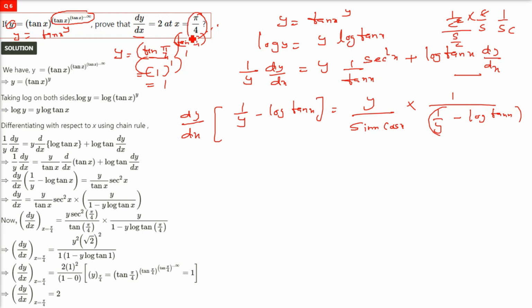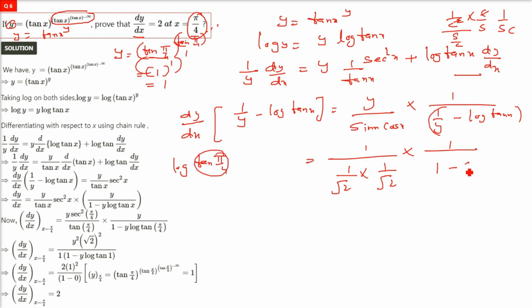And we don't have to prove dy by dx is what. We have to prove that at x equal to pi by 4, it is equal to 2. So sin pi by 4 is 1 by root 2, cos pi by 4 is 1 by root 2. This y is 1, so 1 minus log 10x. 10x is what? 10 pi by 4 is 1, log 1 is 0. So 1 minus 0, so it will be 1 only.